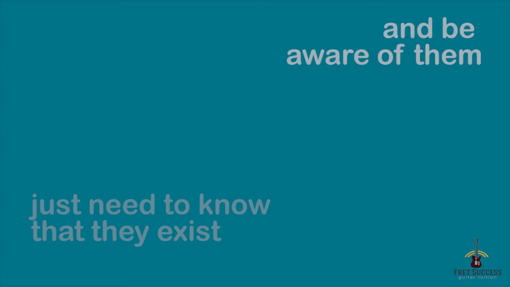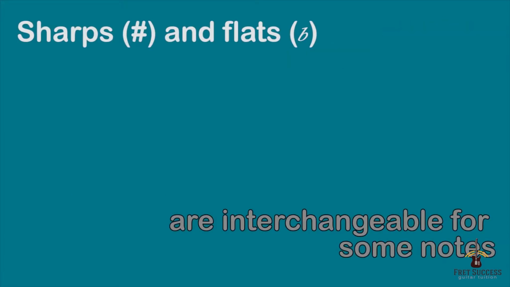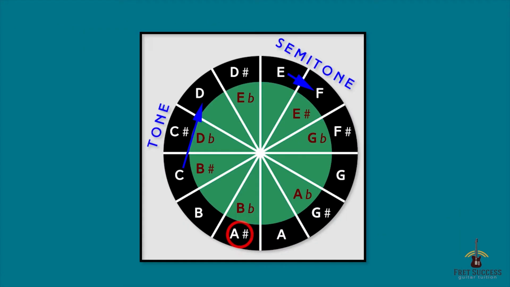It's not really important to know the exact reasons for these, especially in the initial stages of guitar. You just need to know that they exist and be aware of them. Sharps and flats are interchangeable for some notes, i.e. the A sharp is the same as a B flat. However, they have different meanings depending on the scale that you're in.